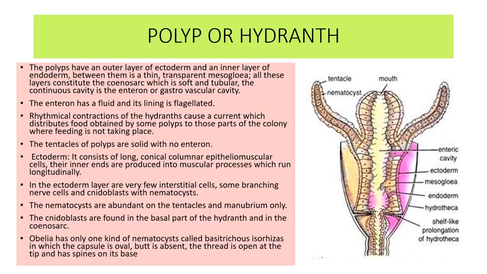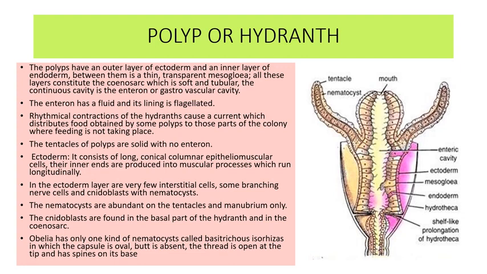flagellated. The rhythmic contraction of the hydranth causes a current which distributes food obtained by some polyps to those parts of the colony where feeding is not taking place. The tentacles are solid and have no enteron. Ectoderm consists of long, conical, columnar epitheliomuscular cells. Their inner ends are produced into muscular processes which run longitudinally. In the ectoderm layer, a few interstitial cells, some branching nerve cells, and cnidoblasts are present.